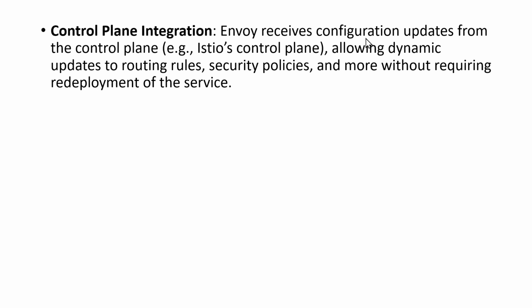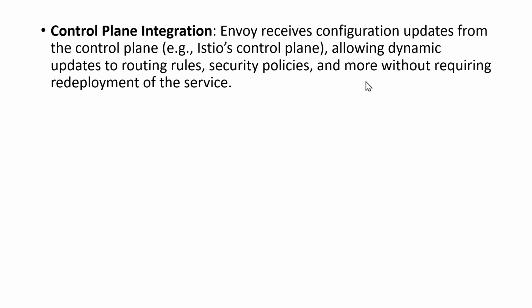So Envoy receives the configuration updates from the control plane. That is, we have a data plane and the control plane. Like that, the control plane is going to send all the configuration to the Envoy, that is the Istio control plane, allowing dynamic updates to route rules and security policies.